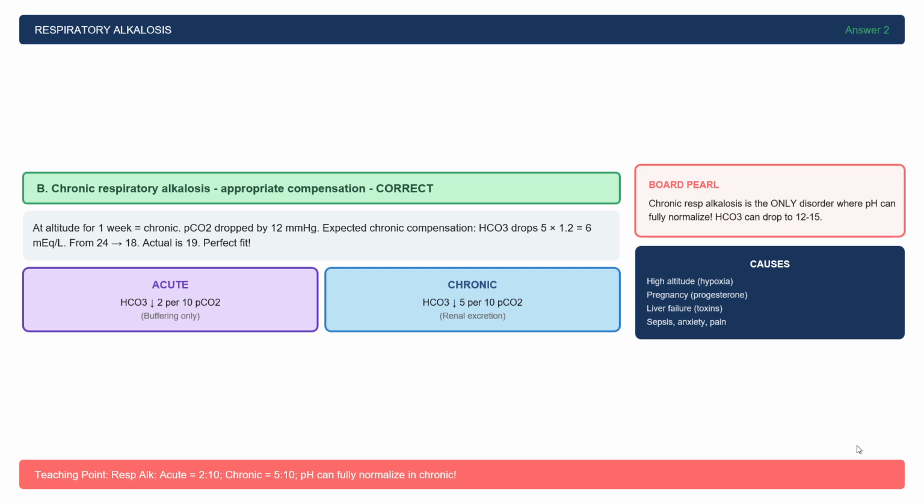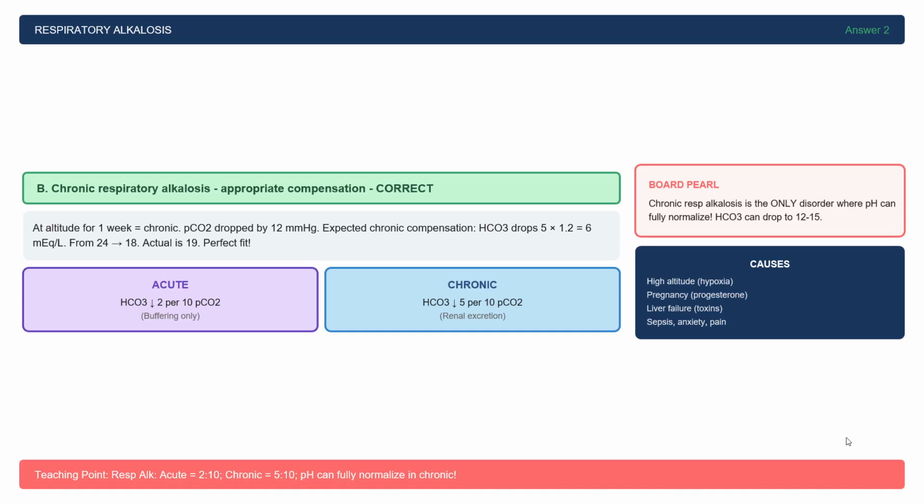Now, here are the key ratios to remember. In acute respiratory alkalosis, bicarbonate drops by about 2 for every 10 drop in PCO2. That's mainly rapid buffering. In chronic respiratory alkalosis, bicarbonate drops by about 5 for every 10 drop in PCO2 because the kidneys actively excrete bicarbonate.